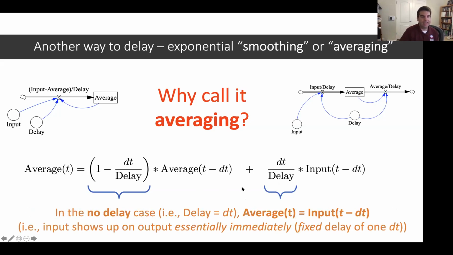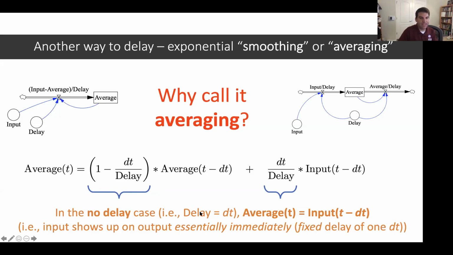And so in the no delay case, where we say delay is equal to dt, then this dt over delay just becomes dt over dt. So that's equal to a 1. And this 1 minus 1 becomes a 0. So the thing in this underbrace here on the left is just a 0, which means the value of the stock is just going to be the value of the input from just one tiny little time step later. So basically the input nearly immediately shows up on the output.